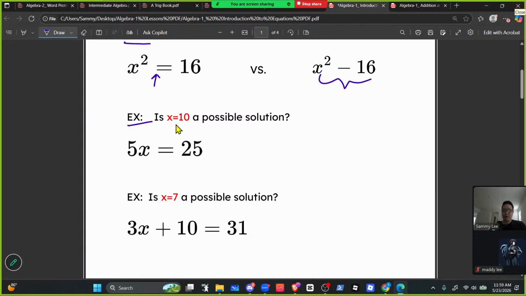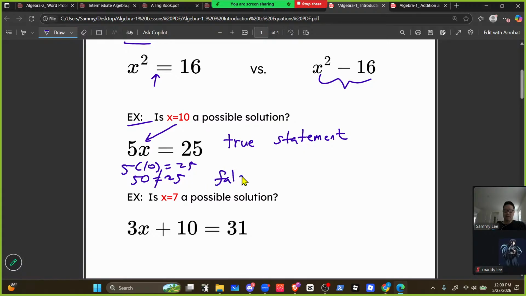So for the first example, it says, is x equals 10 a possible solution? To find this out, all you're going to do is plug in 10 for x and see if you get a true statement. So 5 times 10 equals 25. On the left side, we're going to get 50. And on the right side, we're going to get 25. Is this a true statement? 50 equals 25? No, it's false. They're obviously not equal to each other. So this is false, and x equals 10 is not a solution.